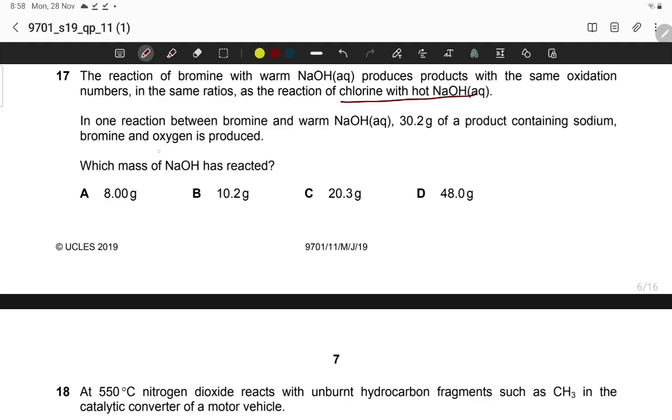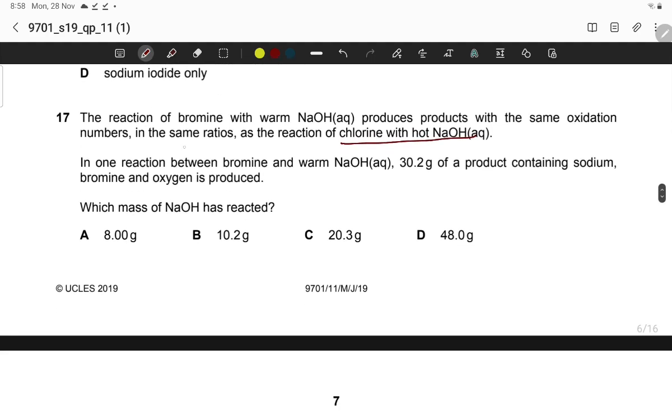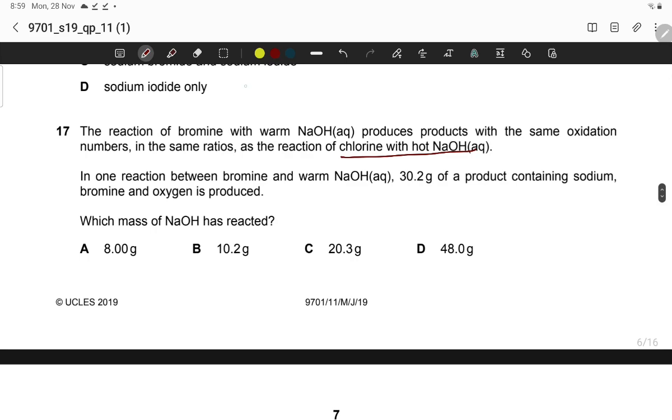Sodium, so this is not in your syllabus right now. So when we react bromine with hot sodium hydroxide, first write down the equation.